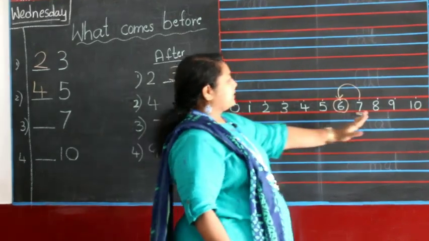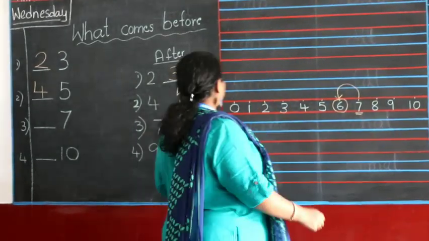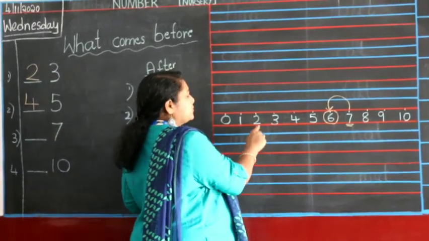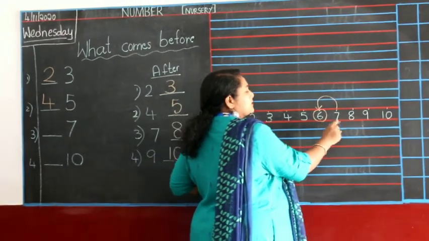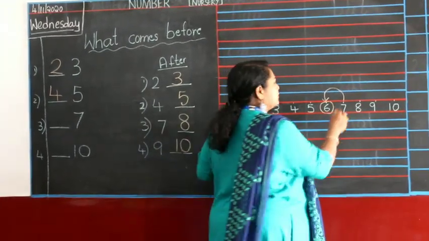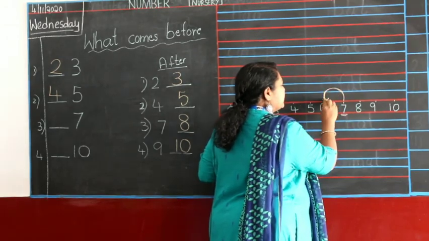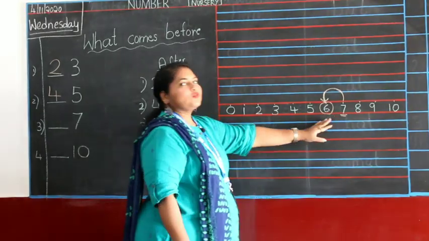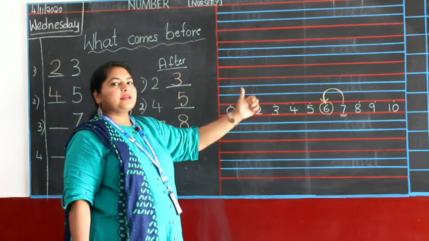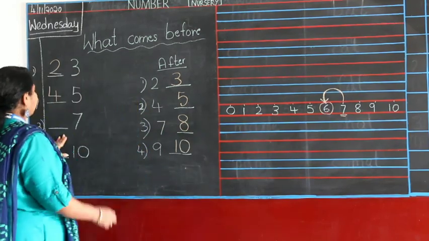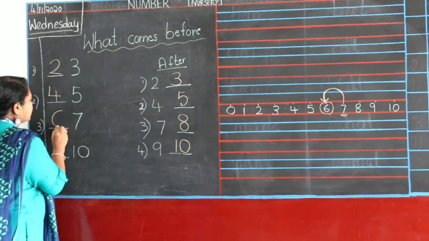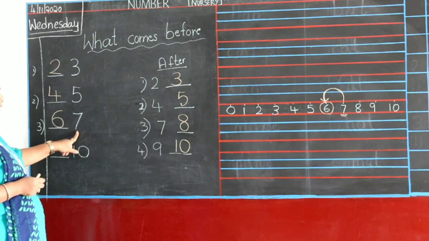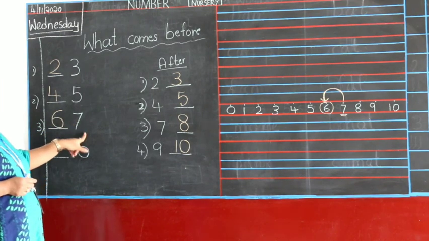This is your number line from 1 to 10, and the question says what comes before 7. So I go 0, 1, 2, 3, 4, 5, 6, 7. You go backwards, that's on your left side, and you find one number before 7, that is 6. So what comes before 7, children? 6. Very good. Let's write it in the space provided, that is your 6. 6 comes before 7.